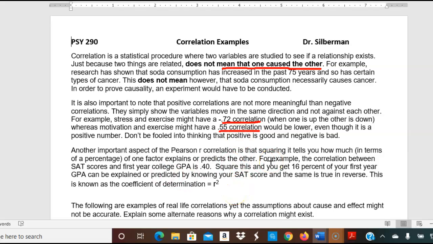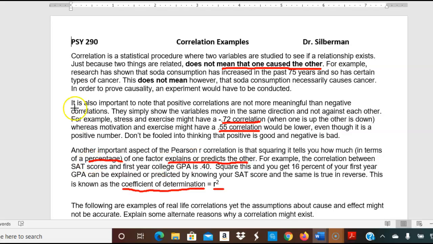And last thing here, this is something that you want to know for the exam as well as for your paper. I don't want to get ahead of myself. The coefficient of determination, R squared. What does that mean? You square the correlation, and that tells you what percent of one factor explains or predicts the other in a percentage.